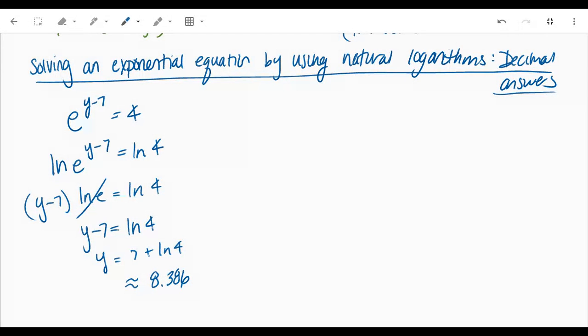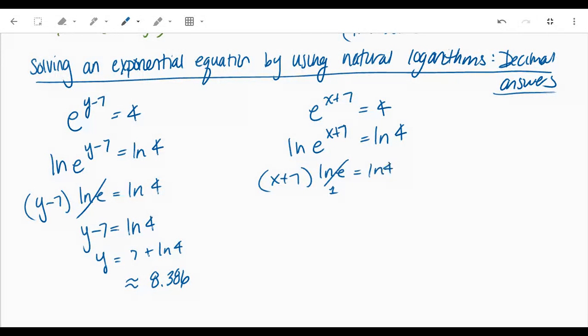Another one, which is too similar to this one. Let me get one that's at least a little bit different. They're not going to give you too many that are different, it looks like. e to the x plus 7 equals 4. Natural log both sides. Then that x plus 7 comes out front, and our natural log of e is just 1. So x will be the natural log of 4 minus 7, which should be about negative 5.613. All right.